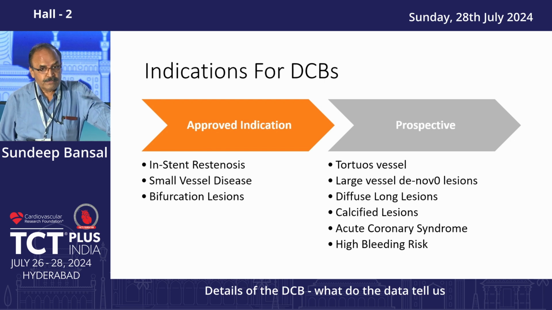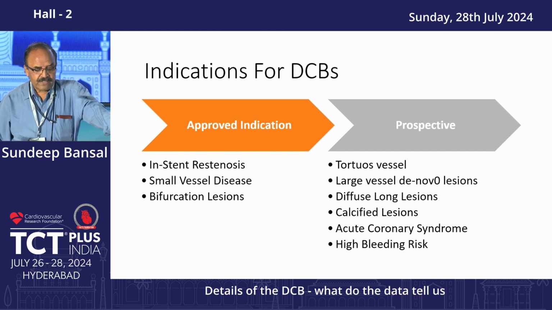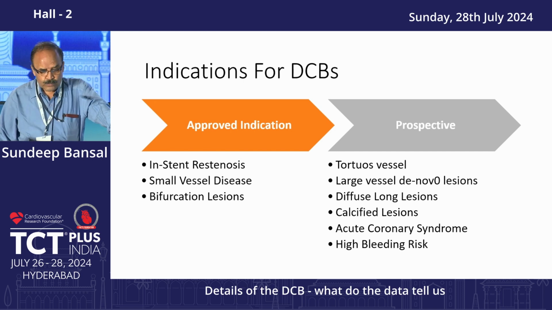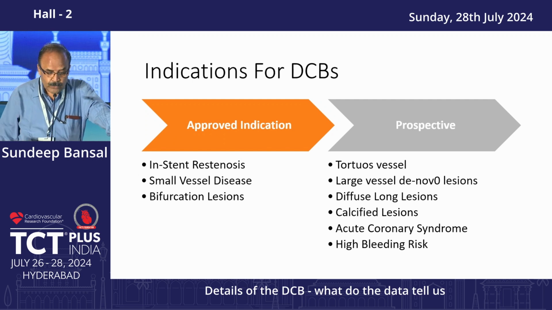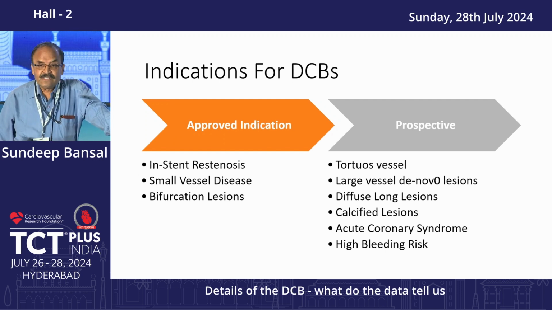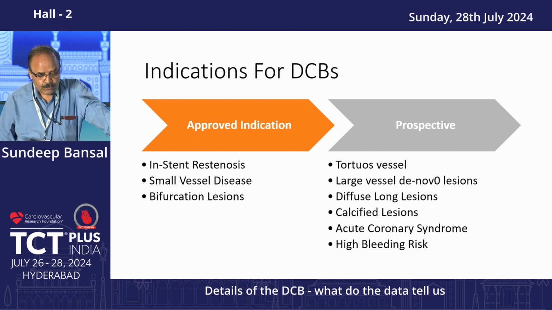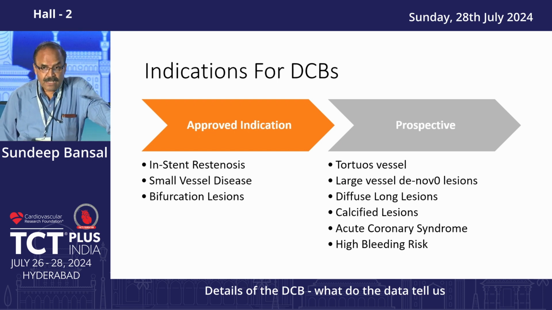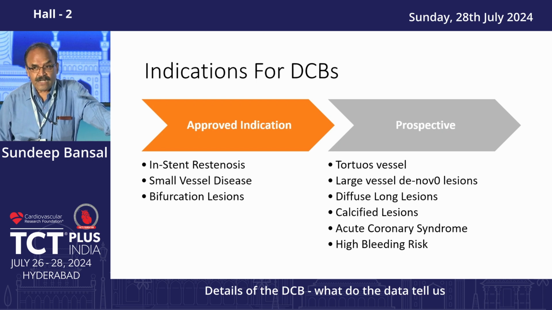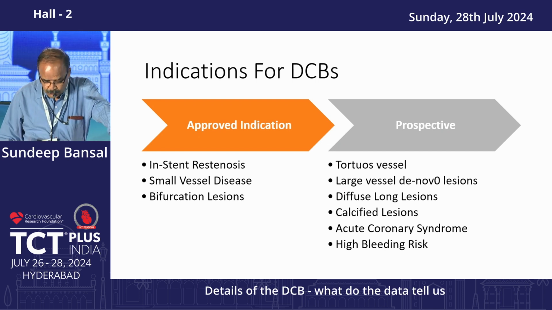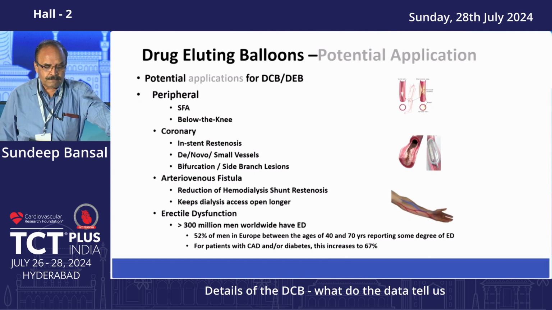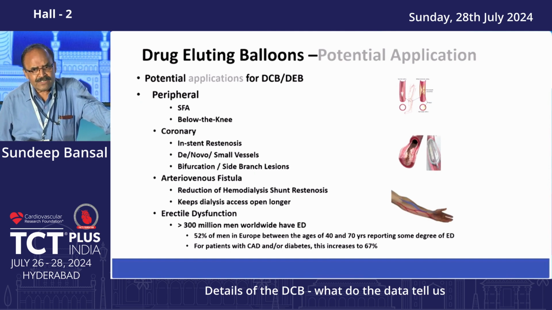Actually, they can be prospectively used anywhere, but on very selected patients or very selected groups, particularly where you have extremely tortuous vessels. When the vessels are very large, the chances of restenosis for something more than 3.5 or 4 millimeter vessels are less. It has also been tried in subsets like high bleeding risk patients and in acute coronary syndrome patients.